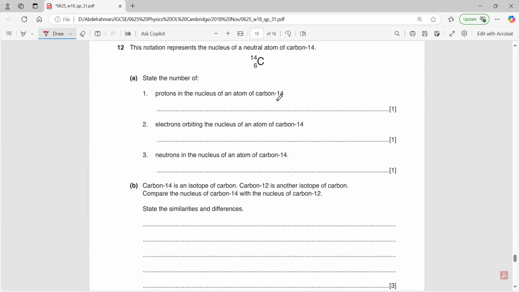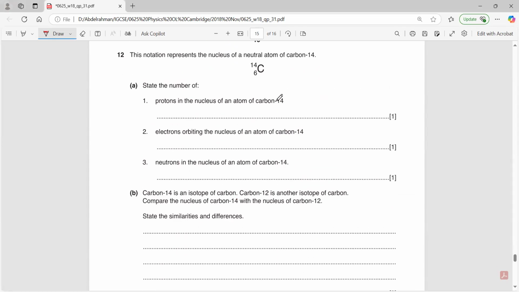Moving on to the last question. State the number of protons. Number of protons is 6. Number of electrons, 6. Number of neutrons, 14 minus 6 is 8. So 6, 6, and 8.